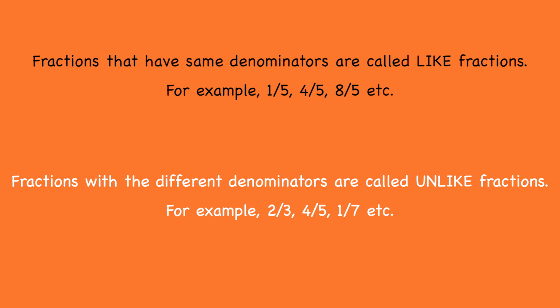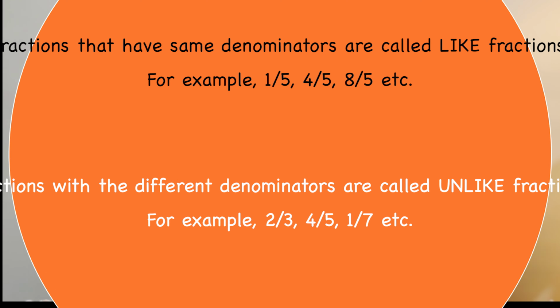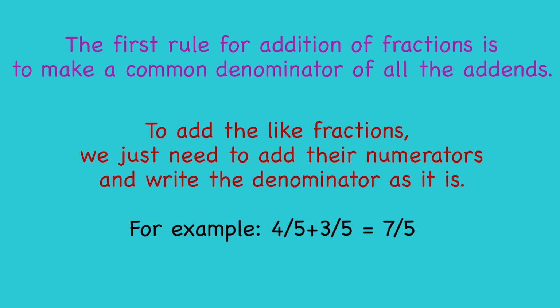First, let us understand that the fractions which have the same denominators are called like fractions. For example, 1 by 5, 4 by 5, 8 by 5, etc. And the fractions with different denominators are called unlike fractions. For example, 2 by 3, 4 by 5, 1 by 7, etc. So how do we add all these fractions?